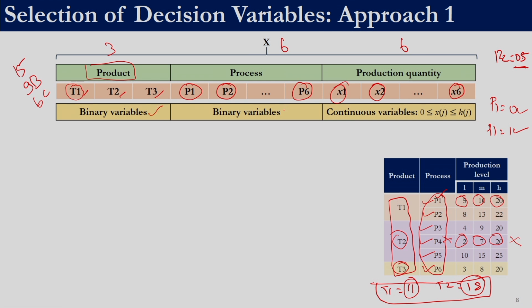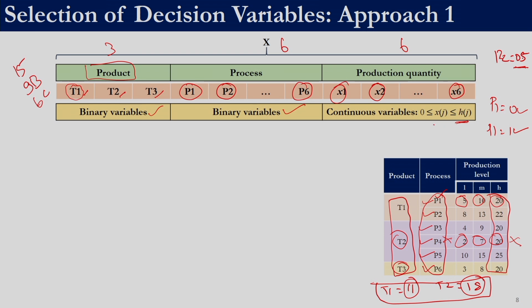So, for these binary variables, the lower and upper bound is clear, because it is a discrete decision that we need to make, whether the process is used or not and the product is produced or not. So, those are binary variables, whereas for these continuous variables, the question is what should be the domain. The upper bound is clear. The upper bound cannot exceed these values: 20, 22, 20, 20, 25 and 20. So, the upper bound is Hj, where j indicates the jth process.